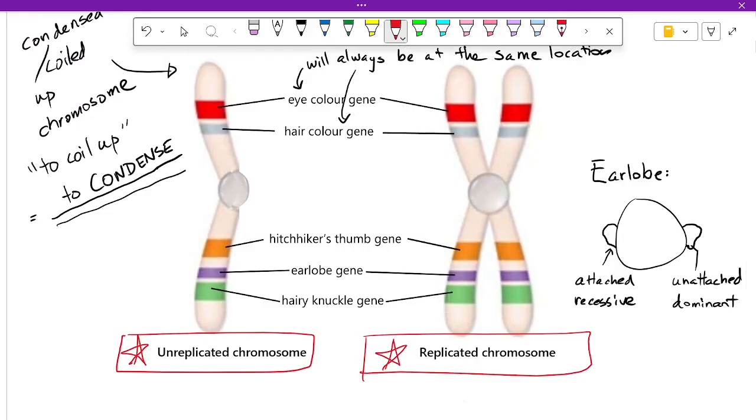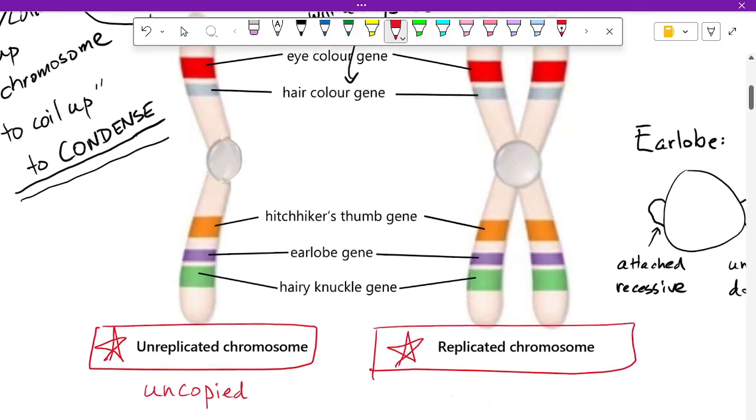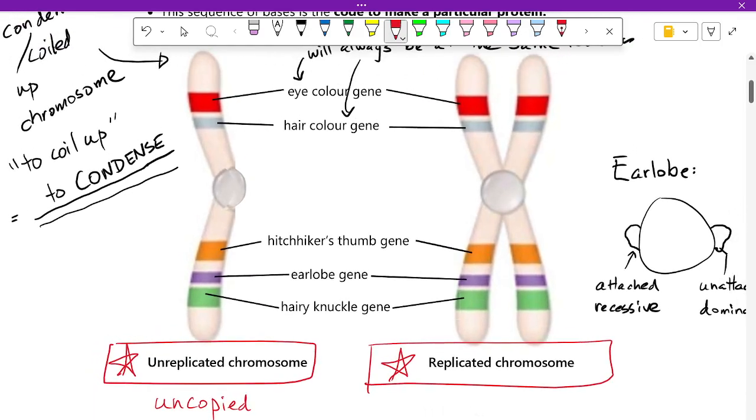Why might you go from having a chromosome which is uncopied to having a replicated chromosome? Why would you bother making an identical copy of a chromosome? So what? That's a very good thought.